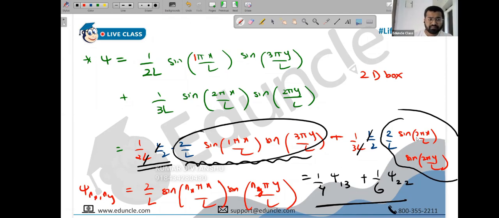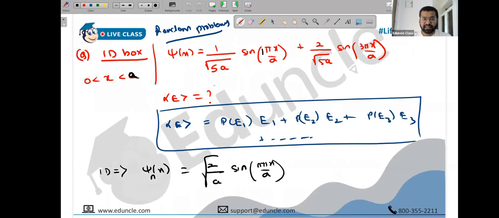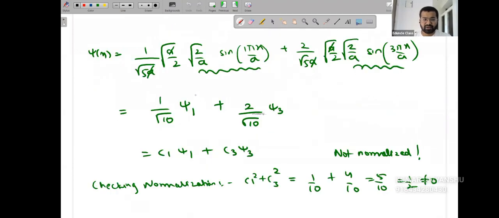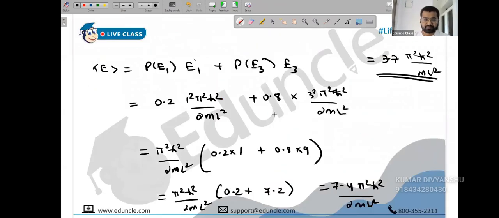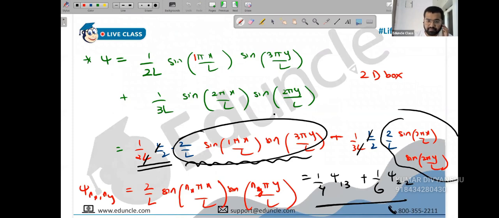So what's the question actually? What was the question? Nothing. I just wanted us to learn how, just like in the previous question in the 1D box where we converted the given stuff into a linear combination, we do it in a 2D box. So I just created a random question for that, just converting it into a linear combination.